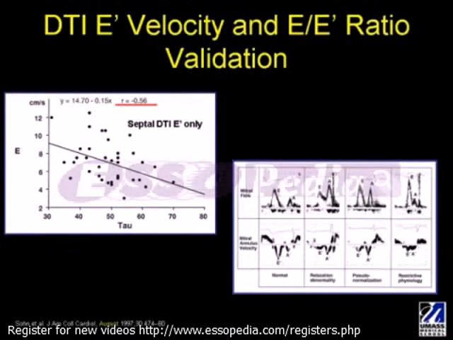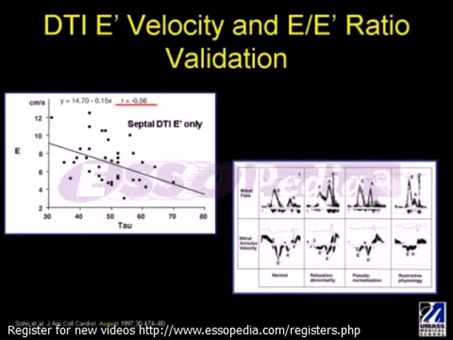Now, shortly thereafter, Sohn and colleagues' work on loading conditions and DTI validation with tau was published. In this study, mitral annular DTI was measured in 90 patients that included normals and patients with various disease stages and filling pressures, and alterations of filling pressures by saline loading or nitroglycerin. In addition, 38 consecutive patients undergoing cardiac catheterization were studied. Again, tau greater than 50 milliseconds in this study was considered abnormal. Now, to the right, in the linear regression equation, you can see that there was a modest but significant negative correlation between the DTI E' velocity and tau. And again, to remind you, the longer the tau, the lower the E' velocity, or the slower the relaxation.